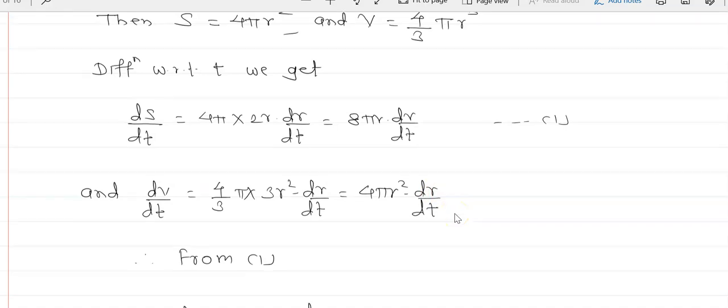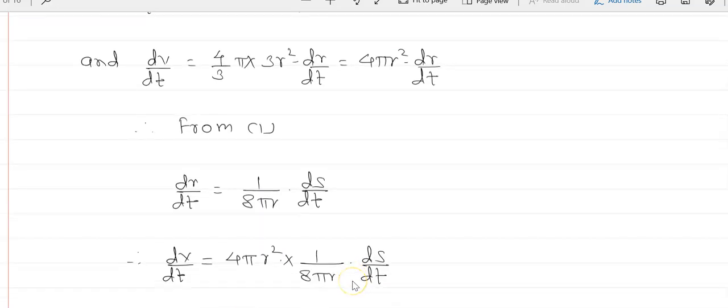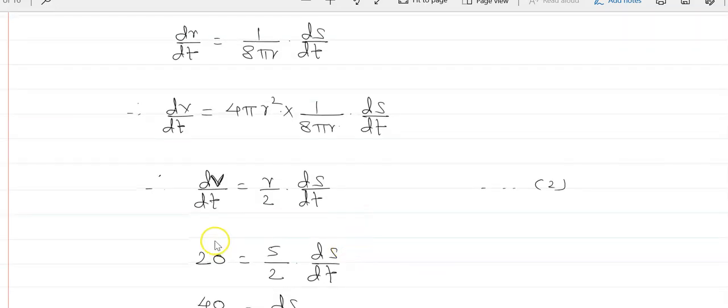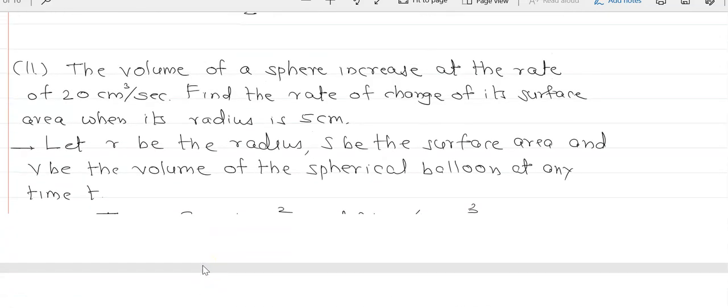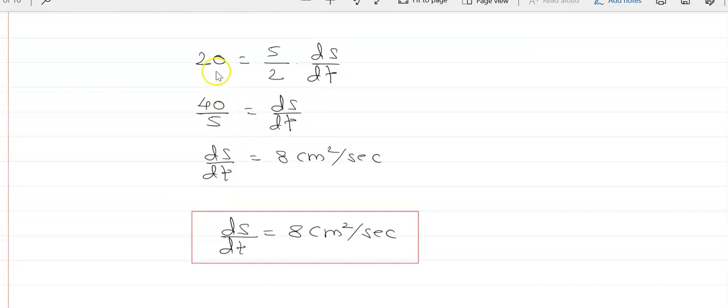Therefore, we will find out the value of dr upon dt. dr upon dt is 1 upon 8 pi r into ds upon dt. Now, what is dV upon dt? dV upon dt is 4 pi r square into 1 upon 8 pi r into ds upon dt. If you simplify this, you will get r upon 2 into ds upon dt. dV upon dt is what we have been given in the question. This is 20, so 20 is equal to 5 upon 2 into ds upon dt. Therefore, ds upon dt is equal to 8 centimeter square per second.